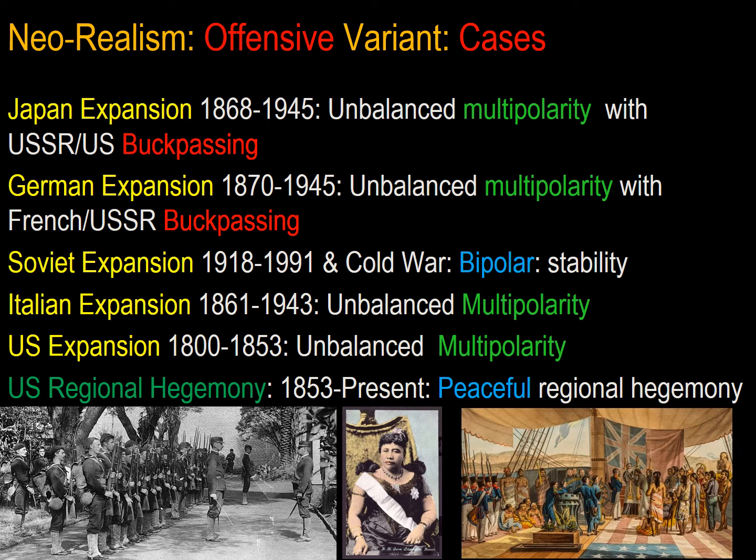German expansion from 1817 to 1945, again, it was unbalanced multipolarity, unbalanced because there were different groupings of uncoordinated power centers.